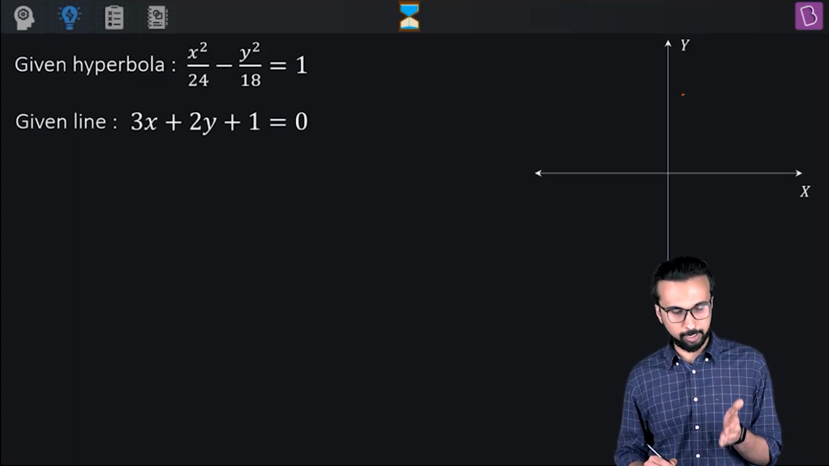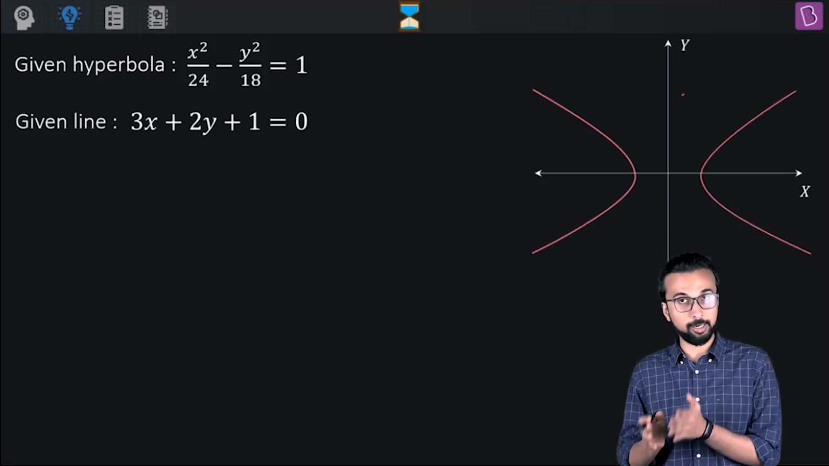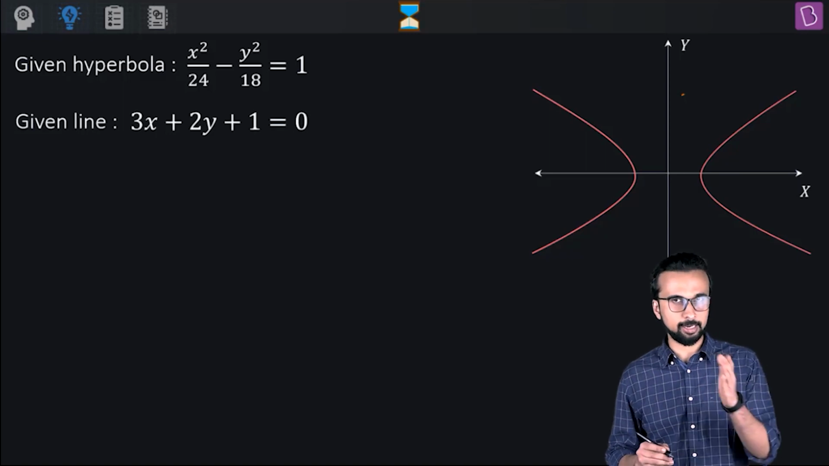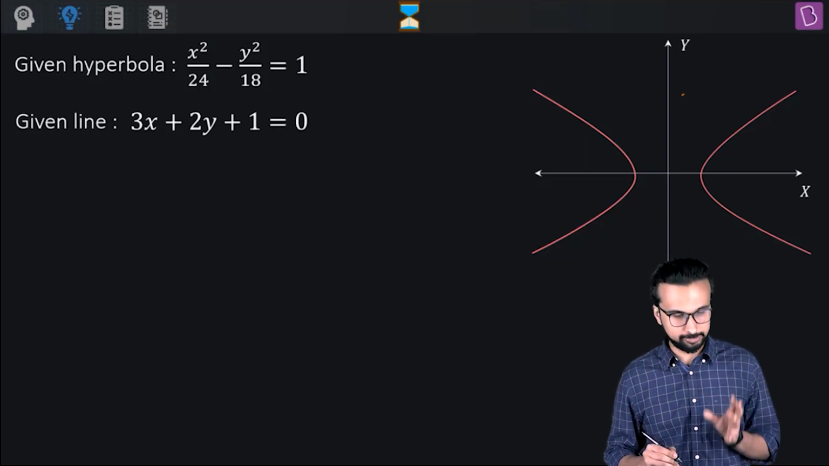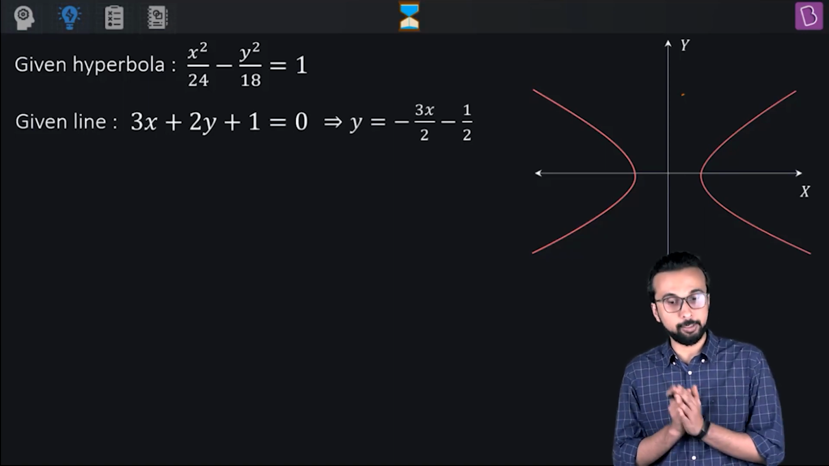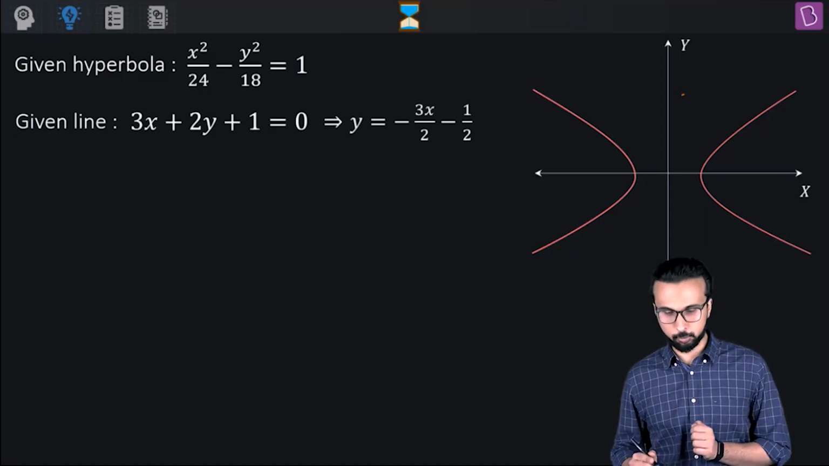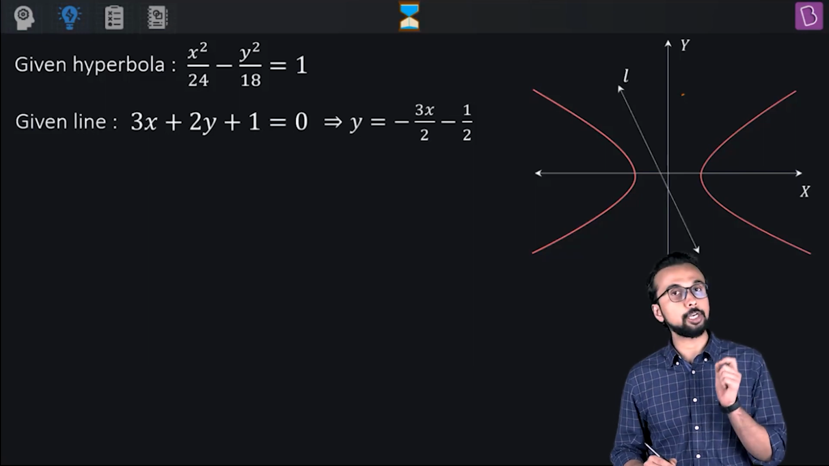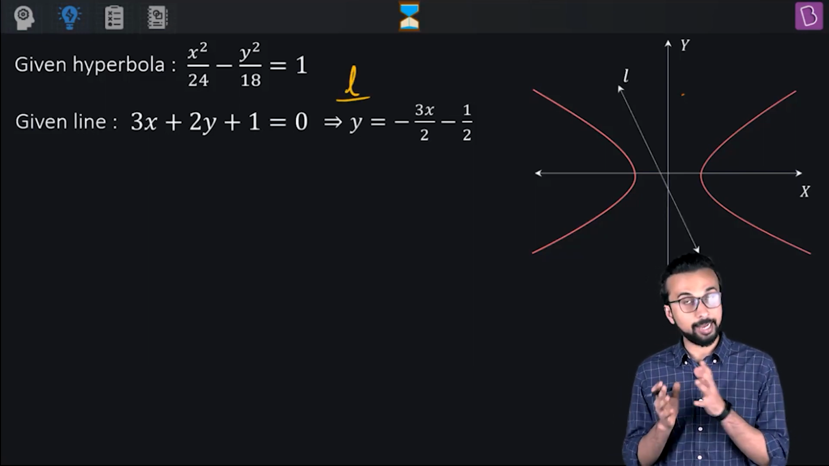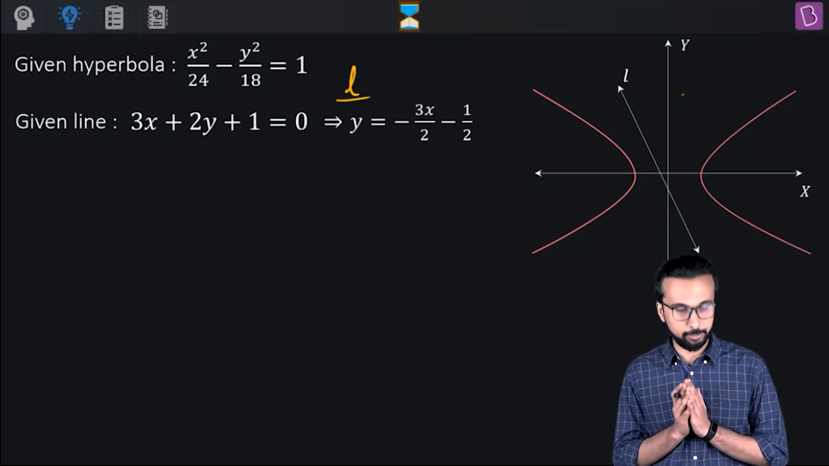Okay, we have x square by 24 minus y square by 18 equal to 1 as our hyperbola. And our given line, we'll write it in standard form first, y equal to mx plus c. So, for that, I can rewrite that as y equal to minus 3x by 2 minus 1 by 2. So this will be the line which I call L. Okay, so this is the line L, y equal to minus 3x by 2 minus 1 by 2.